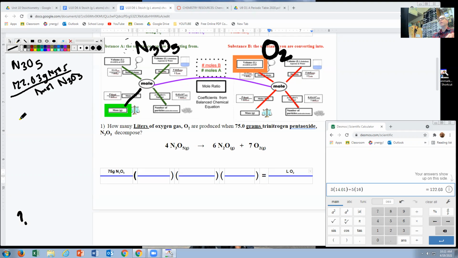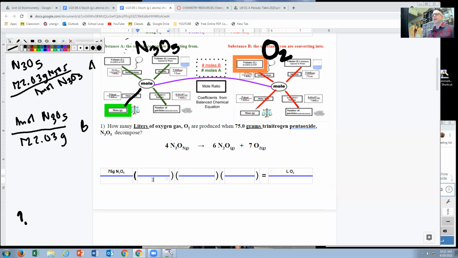Or, ladies and gentlemen, are we going to have 1 mole of N3O5 for every 122.03 grams? So which one of those are we going to use? Are we going to use A, or are we going to use B in this situation right here? Remember, we want to cancel out the grams. So what are we going to do? We're going to slide on down here, and we're going to put grams on the bottom.